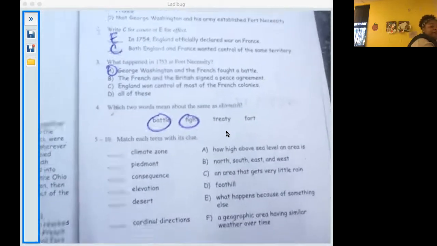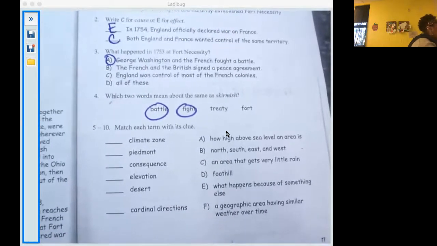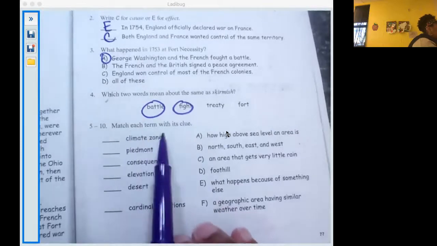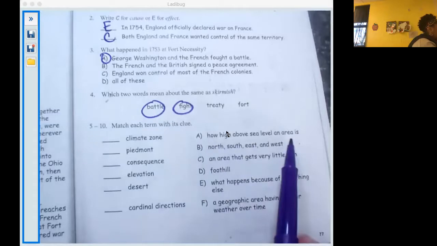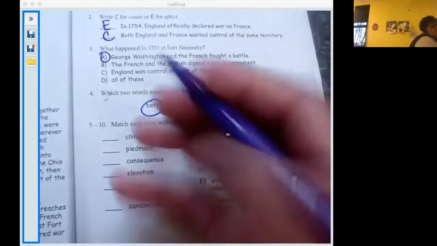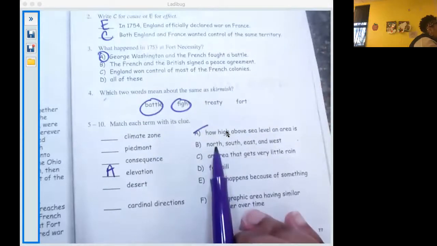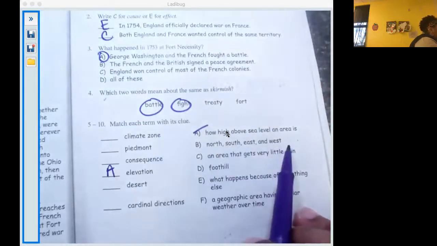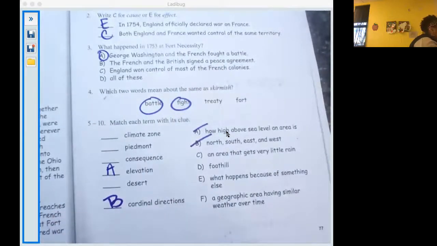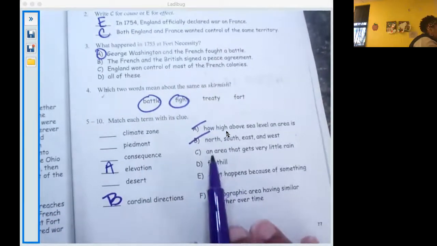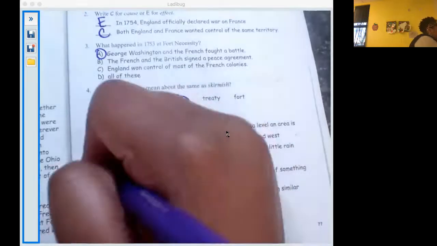All right, last thing we have here, vocabulary. So we need to match each term with the clue. So A says how high above sea level an area is. That's going to be your elevation. B, north, south, east, and west. Those are our cardinal directions. Okay. C, an area that gets very little rain. That, of course, is a desert.